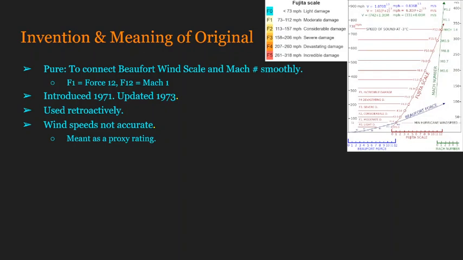The invention and meaning of the original Fujita scale, invented by Dr. Ted Fujita, Theodore Fujita, was to connect the Beaufort wind scale, which is the wind scale used, I want to say, in Britain, and I don't think it's used elsewhere, although I may be wrong. I'm an American, I'm sorry. But again, to connect the Beaufort wind scale, which uses force numbers, and the Mach number smoothly. So we can see it creates what would be a nice curve to these two lines.